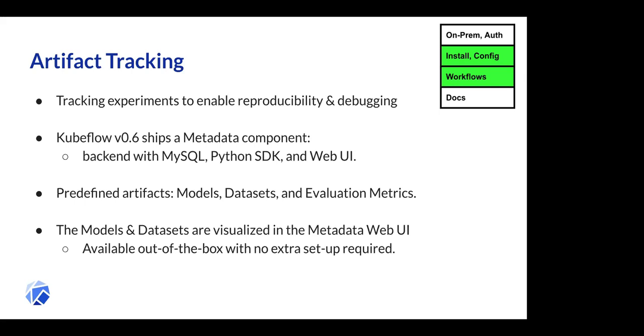The metadata component also comes with a very flexible type system. So users can define their own artifact metadata type and store information with strong guarantees provided by a type system. To make the metadata component easy to use out of the box, we ship 3 predefined artifact types, namely the dataset, model, and the evaluation metrics. So in the next few slides, I will give more details about the logging SDK and the web UI.